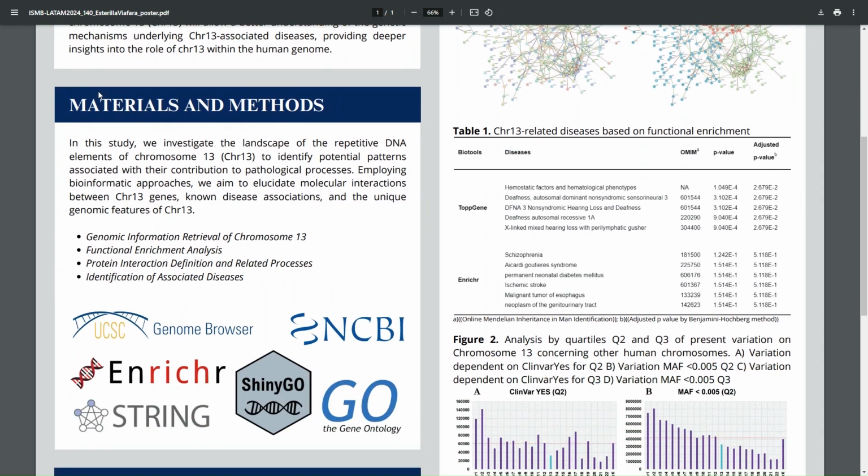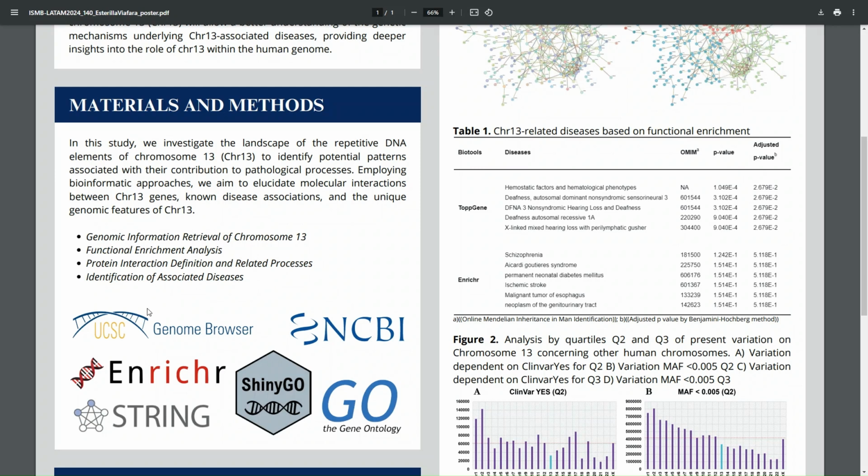Now, materials and methods. In this study, to determine the DNA composition of chromosome 13 and analyze how these repeated elements are related to the development of specific pathologies, we employed a bioinformatics approach divided into four stages. Initially, we performed genomic information retrieval of chromosome 13, then the functional enrichment analysis. Subsequently, we defined protein interactions and related processes, and finally, we identified associated diseases.